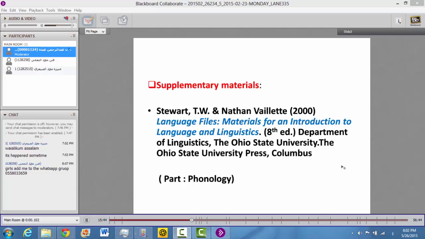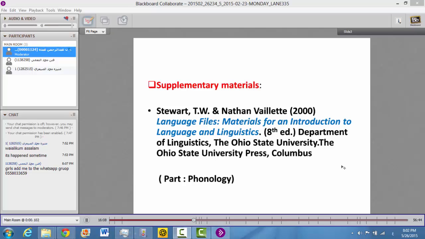In the following question, you have the opposite. Identify the English consonants represented by the following features. You have the features, and now you have to give me the sounds or the sound segments that are characterized by these features.